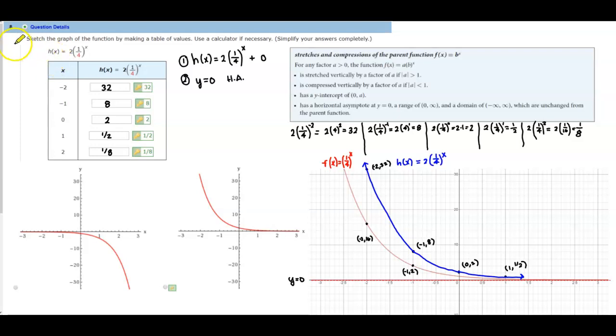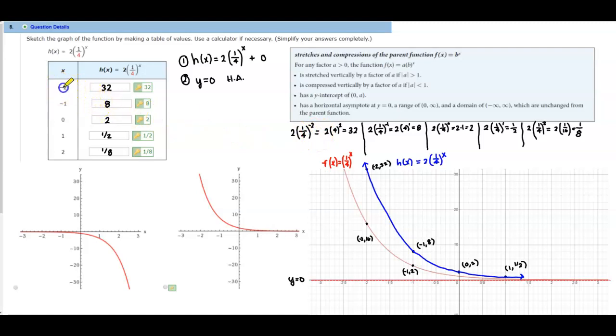In section 6.2, number 8, we're going to sketch the graph of the function by making a table of values. So our function is 2 times the base of 1/4 raised to a power of x, where x are the following numbers going from -2 to +2. So before we start here, we're going to go ahead and figure out those table of values.